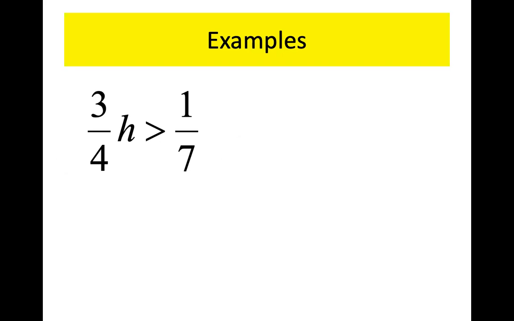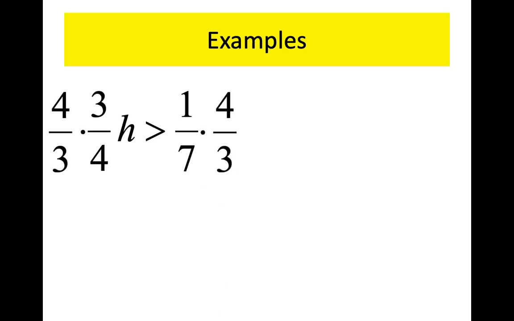I'll do that again. 3/4 is attached to the variable H. So I need to multiply both sides by that fraction flipped. I don't multiply by 1/7 flipped. That's not attached to H. We're trying to get rid of 3/4. That's the one I need to flip.